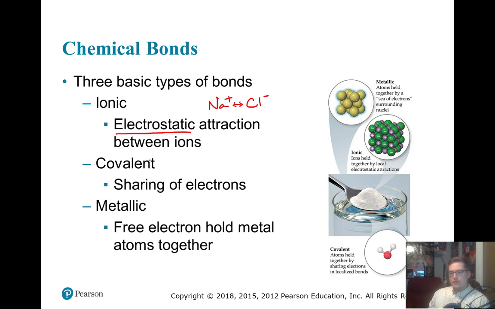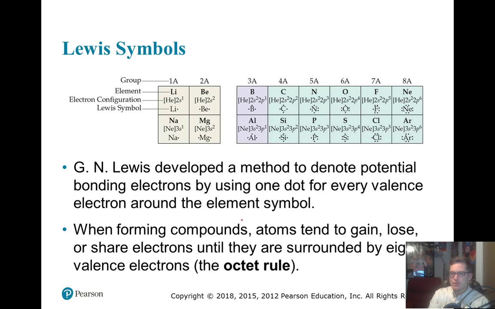Covalent bonds are the sharing of electrons, and we'll talk about why and how that happens later. Metallic bonds are free electron clouds, or a sea of electrons, as they're most often referred to. This sea of electrons holds the atoms together in the different metals. Anyway, we're going to focus on ionic compounds.